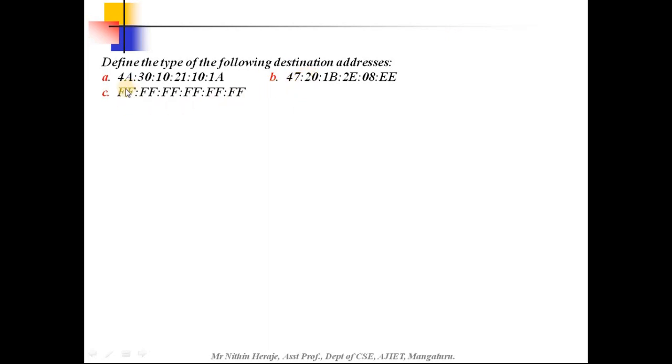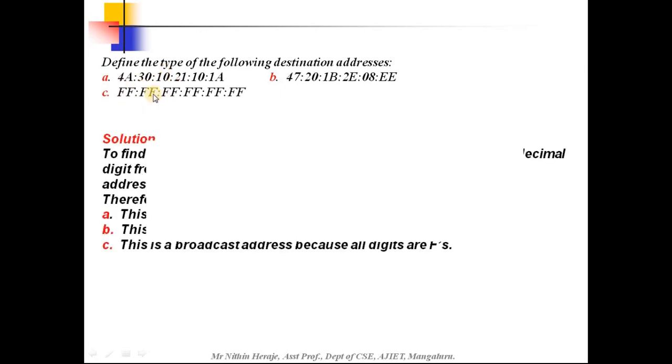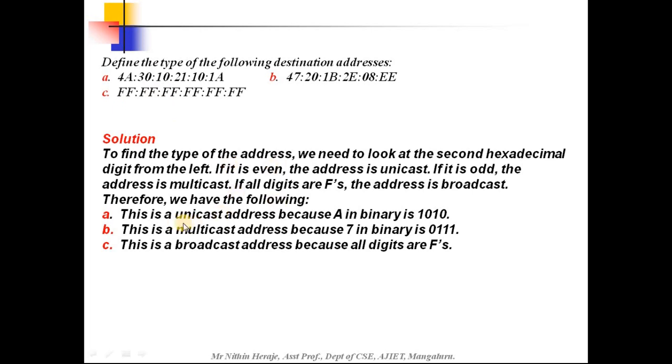And look at this, if it is F, that means all are 1s. So all the bits are 1, so that would be the broadcast. So the A is a unicast address because A in binary is 1010, and the 47 is a multicast because 7 is represented like this. So the last one, that is FF, is a broadcast since all digits are F.